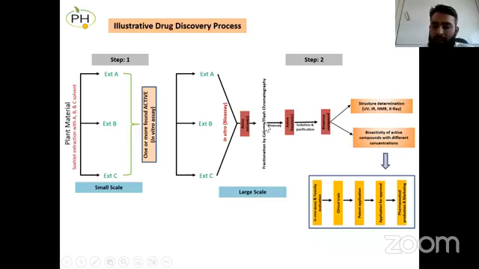This is particularly shown for how the drug discovery process takes place. Now, this is on a small scale, and when you get positive results, then you have to go for large scale, which I have mentioned as step 2. So first, you are taking three different solvents, and extraction is done by the Soxhlet extraction method with three different solvents.